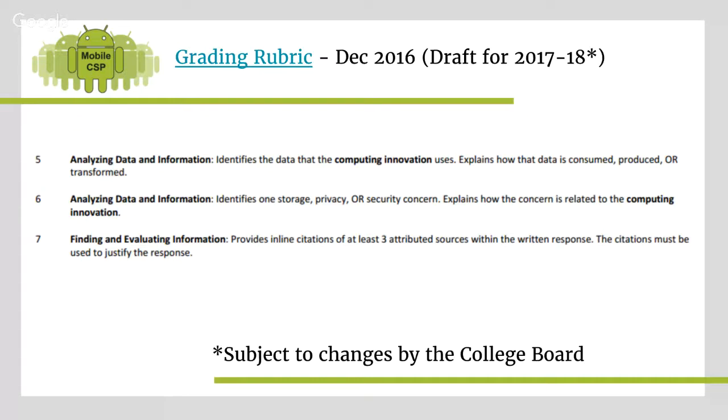And another thing for criteria 7 is that they have to be 3 different citations. So they have to use 3 separate sources. So you can't use one source 3 times in your write-up. I mean, you can, but you also have to have 2 more.